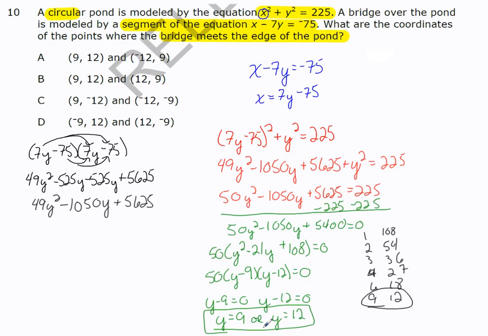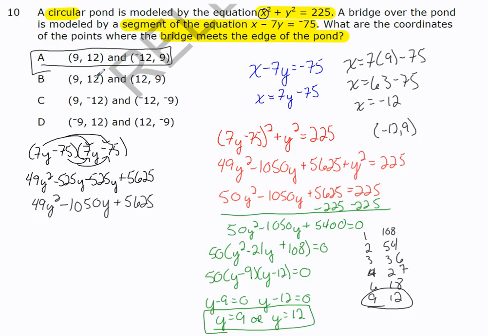So what I want to do is take this 9 here and plug it in for y right there. So we get x is equal to 7 times 9 minus 75. 7 times 9 is 63, and 63 minus 75 is negative 12. So the point negative 12, 9 is one of the points where this bridge meets the edge of the pond. That means my answer has to be A, because even though B has the right y values, it doesn't have the right x value for that.